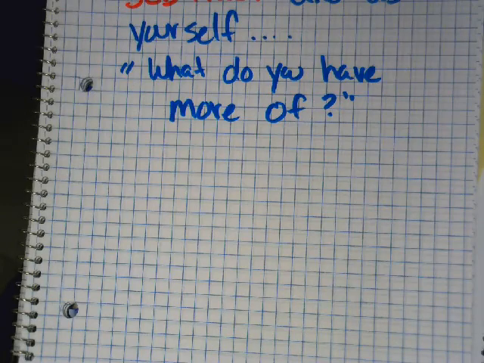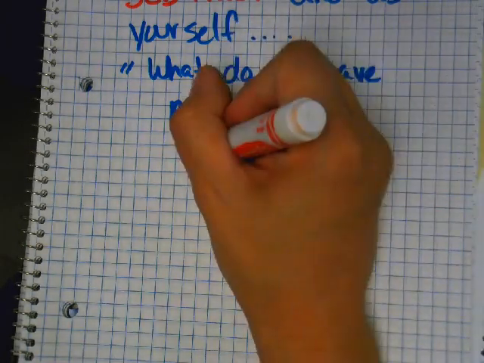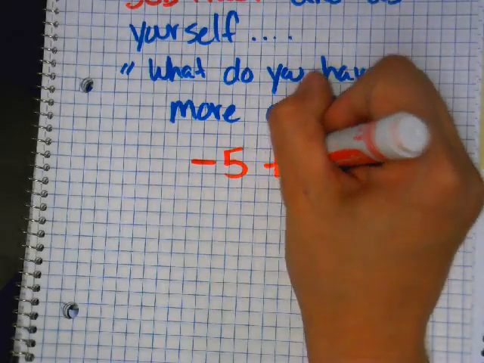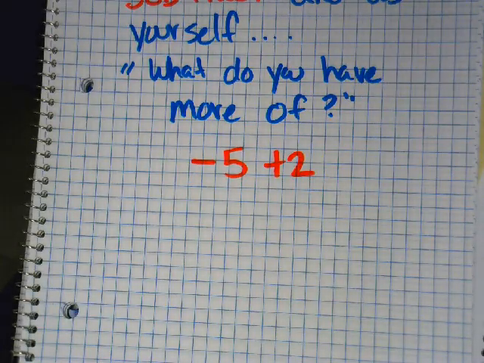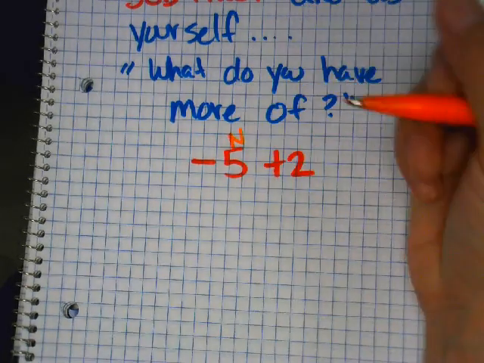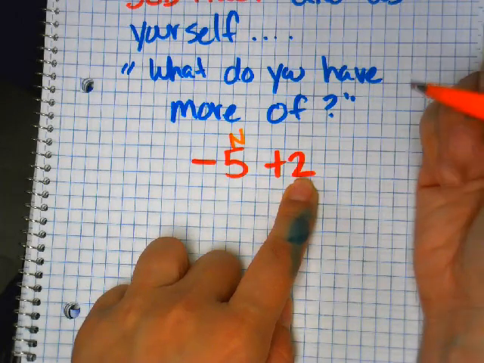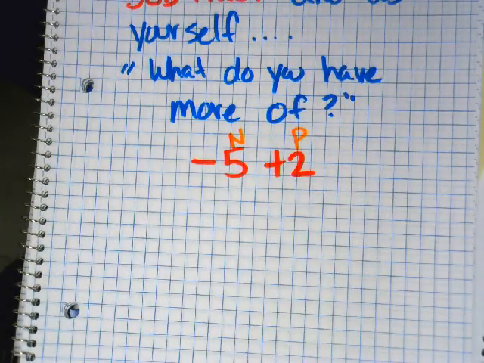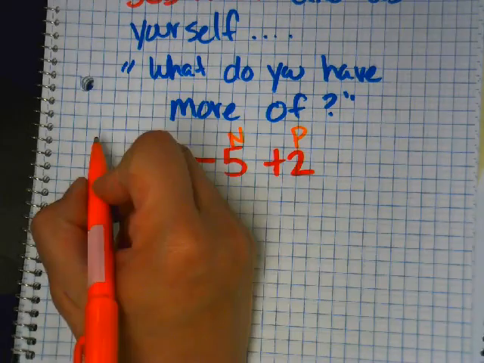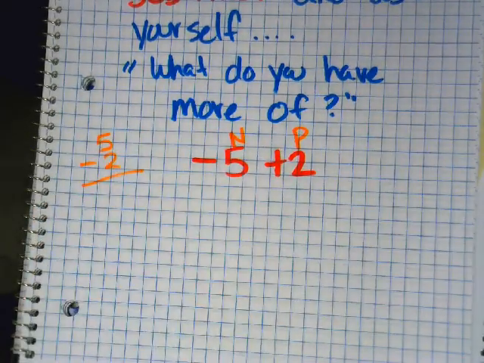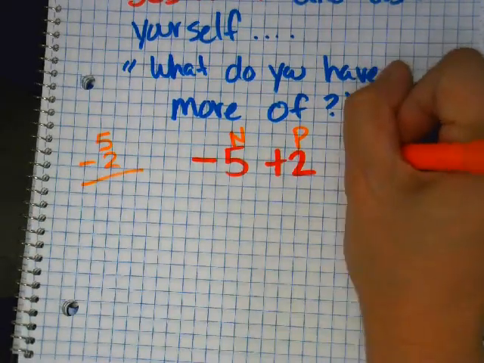So for example, let's go with -5 plus 2. Identify: are they the same or are they different? Different. This one's a negative, and what kind of number is the 2? Positive. So you have a negative and a positive, so they're different. So you're going to subtract. If they're different, you subtract. What is 5 minus 2? Negative 3. Why is it negative?